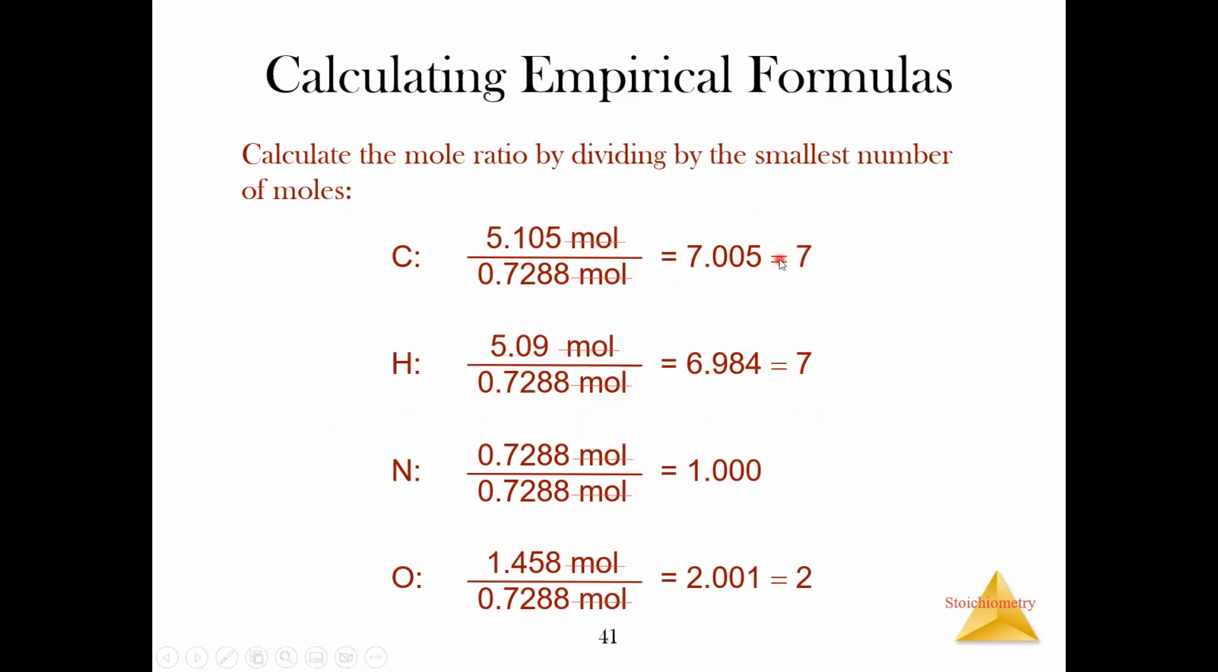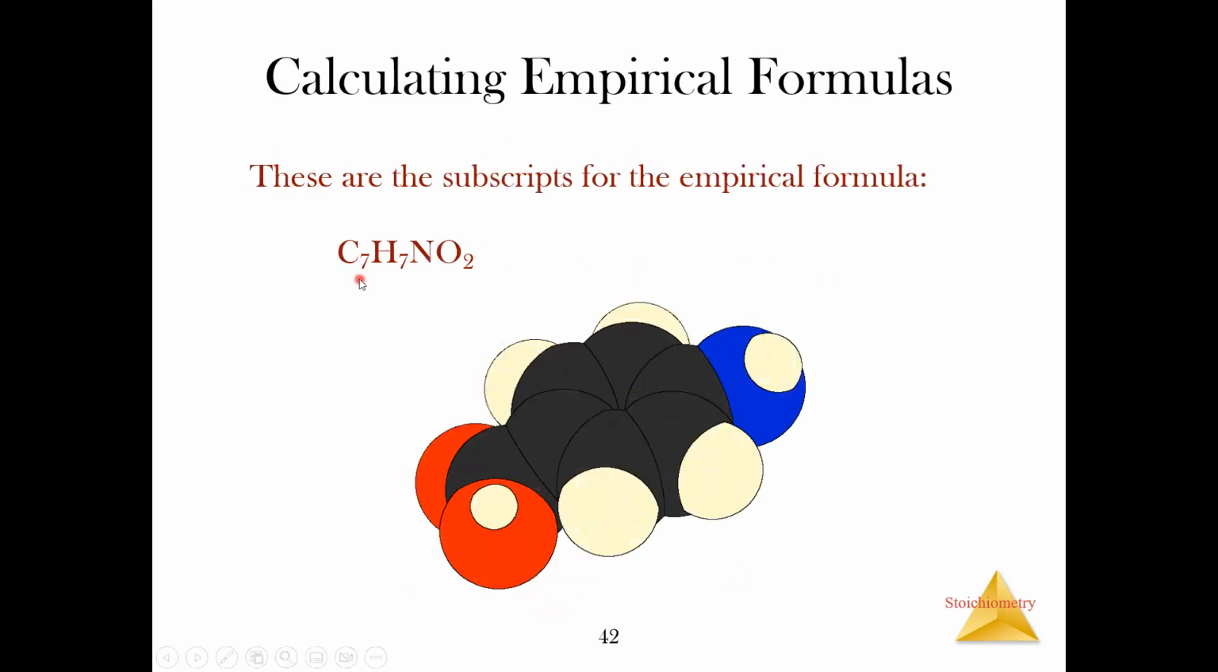So when we do it, we get about 7 for carbon and hydrogen, pretty close. So we're just going to round those. Same thing with oxygen. We can just round that to 2. So you usually won't get exactly the perfect whole number, but we'll oftentimes be pretty close to a whole number like we have here. And that means the empirical formula is just going to be 7 carbons, 7 hydrogens, 1 nitrogen, and 2 oxygen.